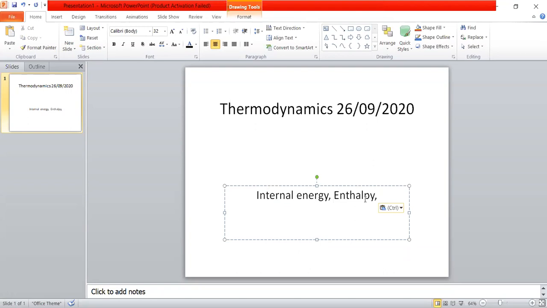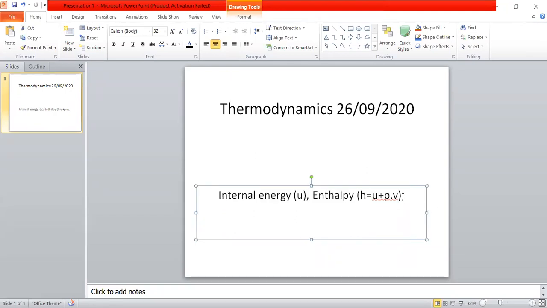an addition of a term. Internal energy is U, and enthalpy H is U plus the pressure times V. This is for 1 kg. The units of H and U are kilojoule per kilogram.